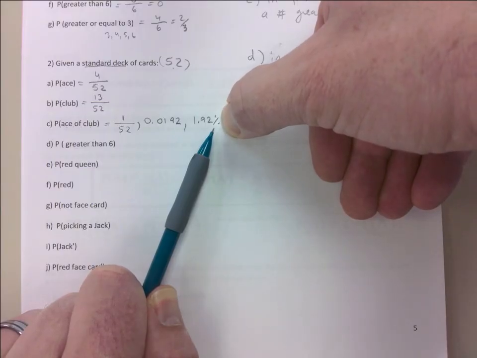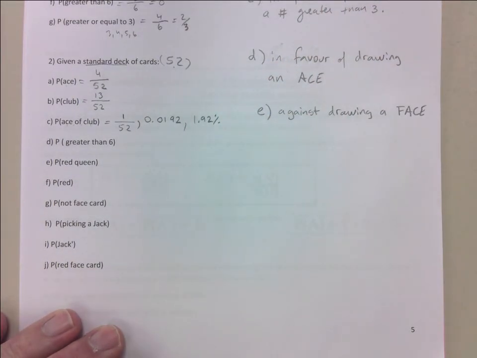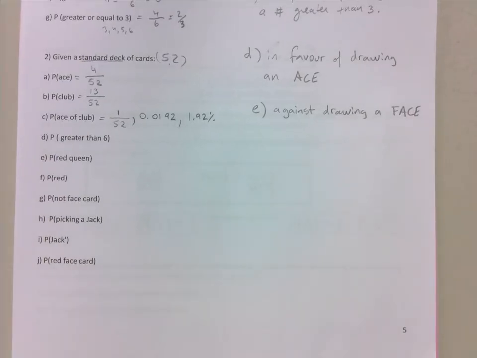Unless it's money, money is the only one that you have to round to 2 decimals. Everything else, 2 is the minimum. You can do more if you'd like. Okay.